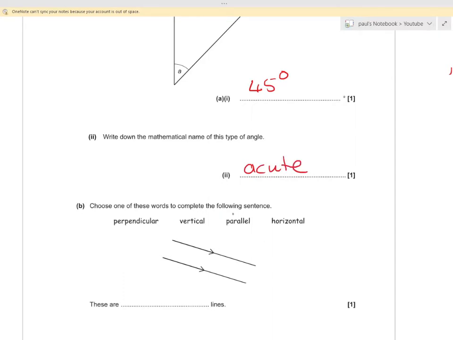Choose one of these words to complete the following sentence. There are lines. They're parallel lines, aren't they? Parallel lines.